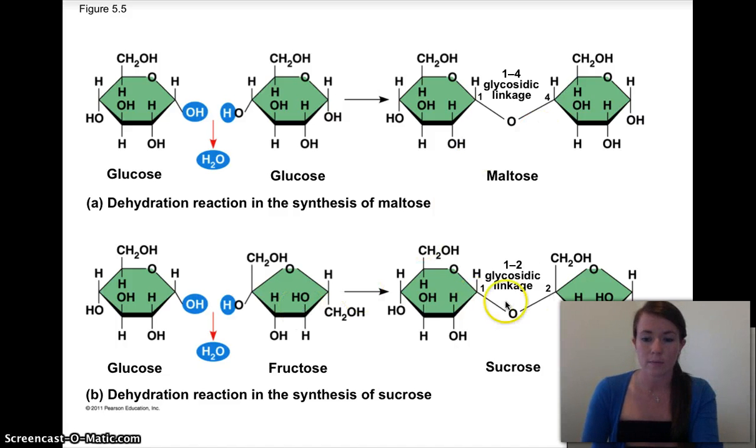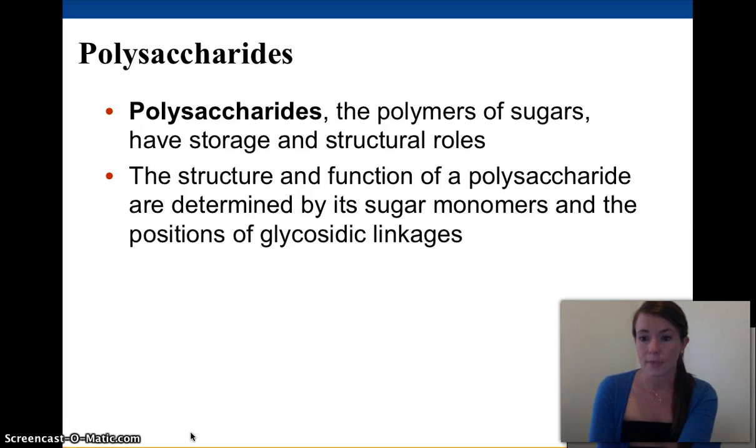Same thing down here. We're making sucrose, which is table sugar. So that's what you would put in your tea or what you make cookies out of. And same thing, lose an OH, lose an H. Those leave as water through the dehydration synthesis, and now we have sucrose based on a glycosidic linkage. Then we get to polysaccharides, which are the polymers of sugar.